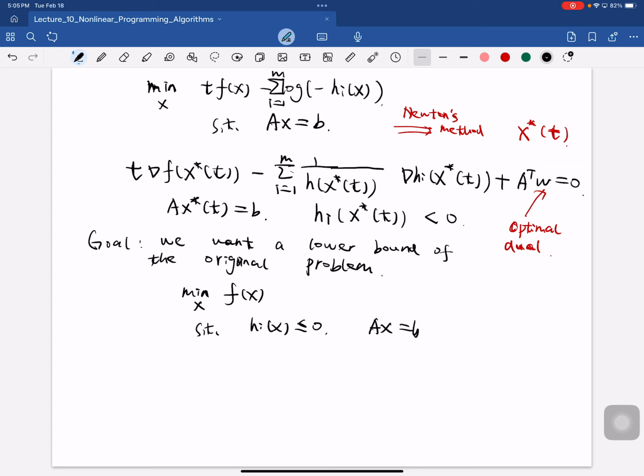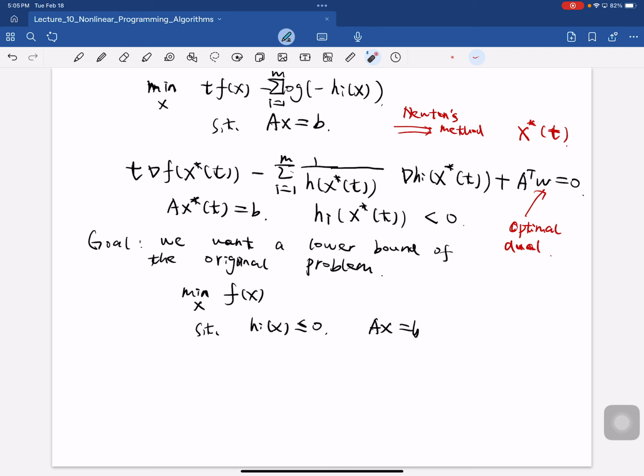Right, so there are m constraints. I will ignore all the m constraints, just write it as this. Okay, so we want to get a lower bound of the original problem. Now the idea is, if we can get the Lagrangian function at a particular dual variable, then we can get a lower bound of the original problem.